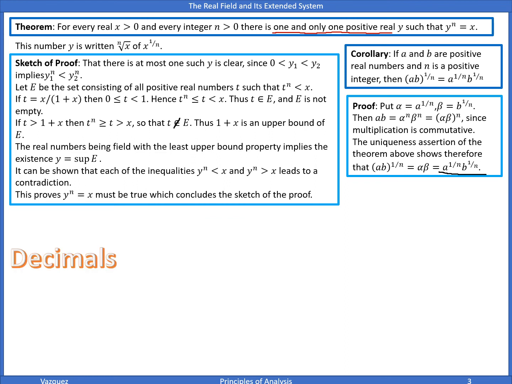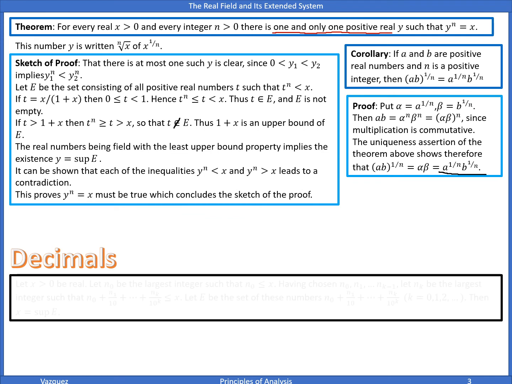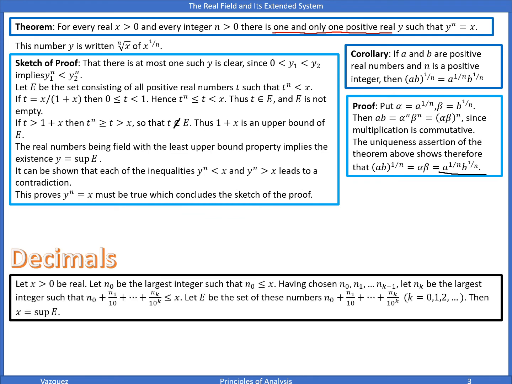Okay, now we're going to be talking about decimals. We're not going to go over it because they're not really mentioned in this class. But there is something interesting about them. And here, I know it's a lot to read. I promise you it's easier. It's the easier part of this lesson. So we're going to let x be a positive real number, and we're going to let n be the largest integer less than or equal to x.